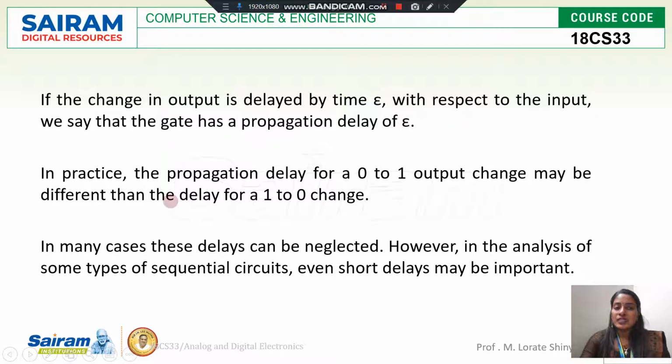If the change in the output is delayed by time epsilon with respect to the input, then we say there is a propagation delay of epsilon. As I said, the propagation delays for 0 to 1 and 1 to 0 are different. In many circuits this delay is neglected, but in some sensitive circuits it is considerable. It will affect the circuit output, so it needs to be eliminated.